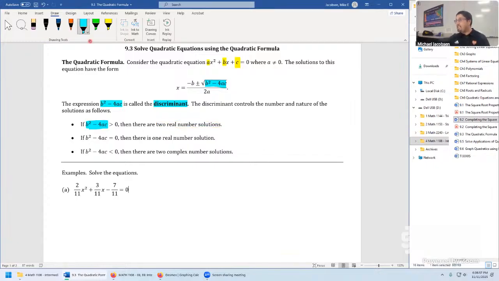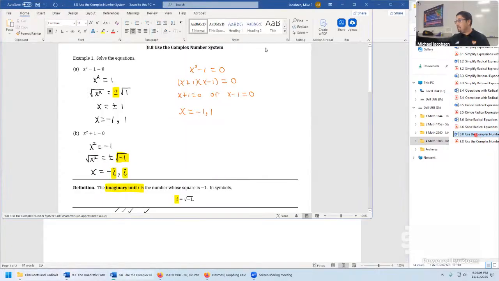But what if it came out as negative? If b² − 4ac is negative, this is where we turn to section 8.8, the complex number system.